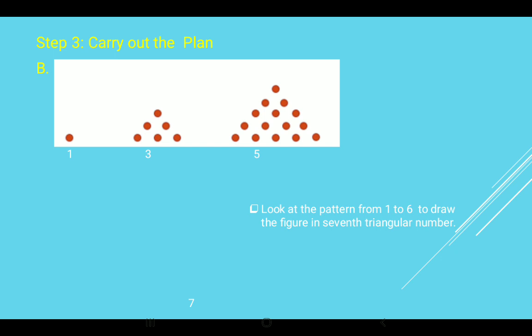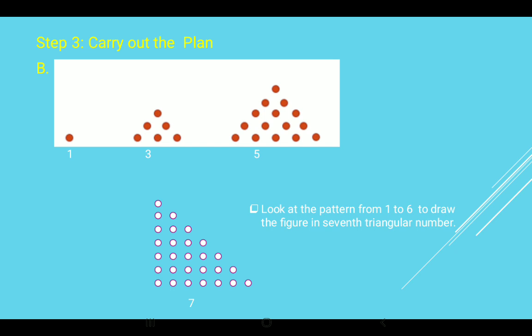Kaya lang, ang tanong dito is to draw the figure. So, para ma-draw natin yung figure, syempre mag-start tayo sa 1 dot. 1 dot. Then, mag-add tayo ng another 2 dots, another 3 dots, another 4 dots, another 5 dots, another 6 dots, and another 7 dots. Ayan siya. Ayan yung other way ng pagdodrawing ng figure ng triangular number.